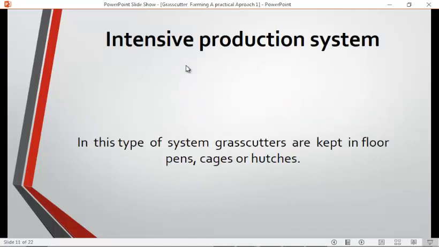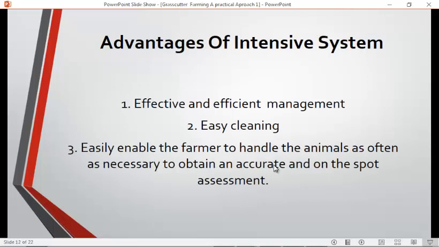Now, we look at intensive production. In this type of system, grasscutters are kept in floor pens, cages, or hutches. In the intensive system, grasscutters are kept in isolation, in floor pens or in iron cages or hutches, which are made from bricks. As we move along, we'll see a picture of these.